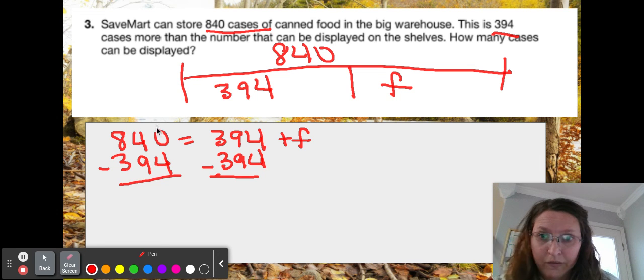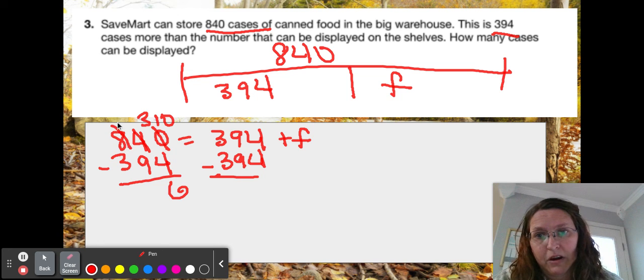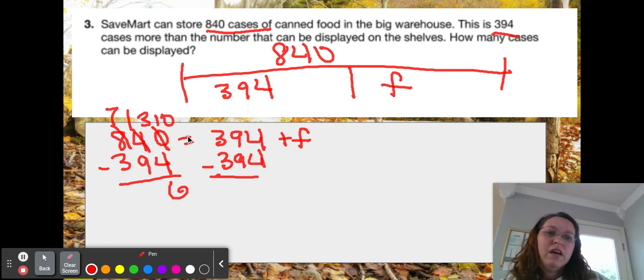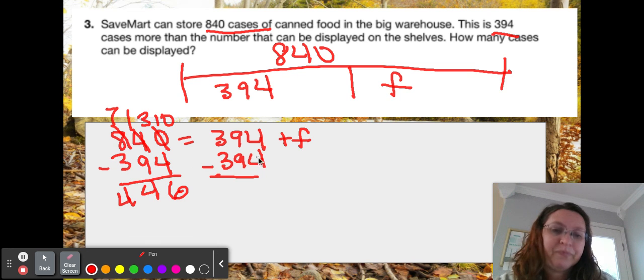So I have 0 minus 4. Can't do it, so my 0 becomes a 10. My 4 becomes a 3. 10 minus 4 is 6. 3, I can't do 3 minus 9, so I have to borrow from my 7. My 8 becomes a 7, and my 3 becomes a 13. 13 minus 9 is 4, and 7 minus 3 is 4. So my answer would be 446.